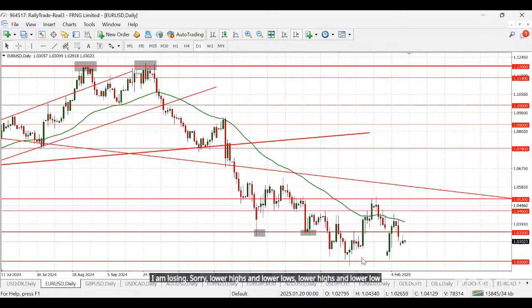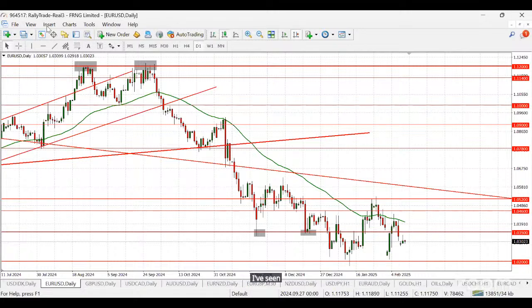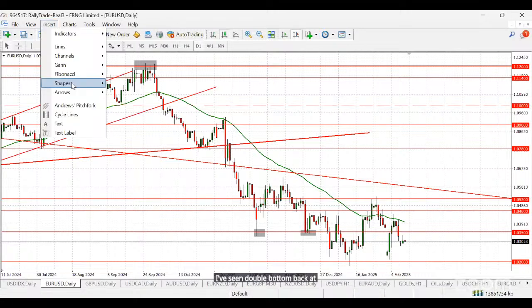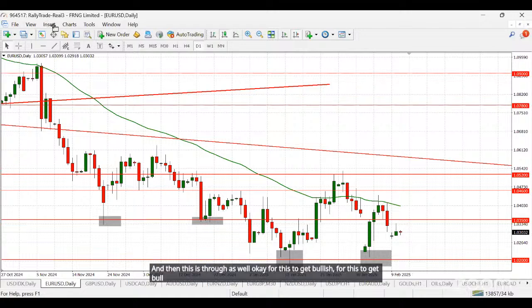Now, there's also a possibility that this would also be the bottom. Now we are seeing a double bottom back at the 1.02 level. This is one, and then this is two as well. For this to get bullish, it's going to take a close above 1.035.